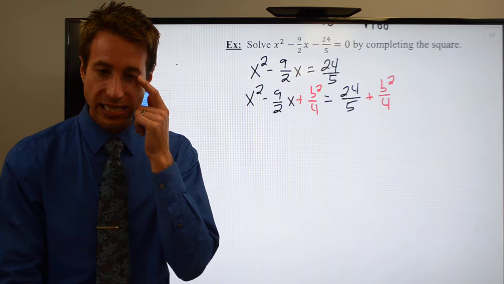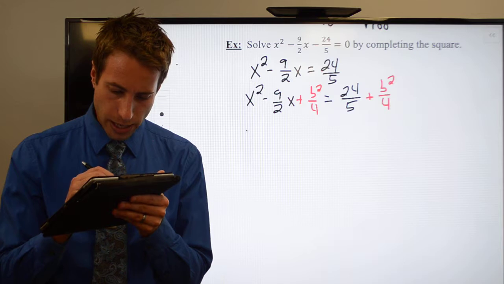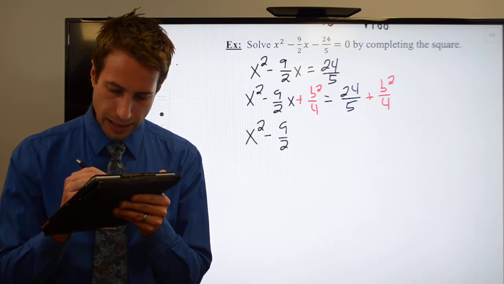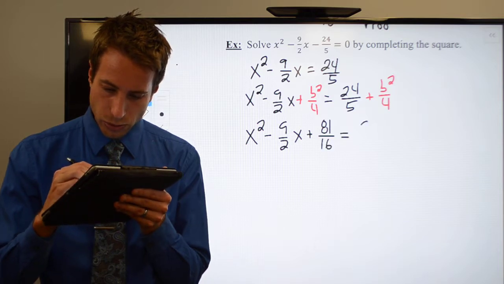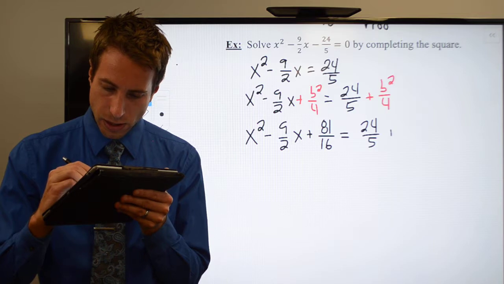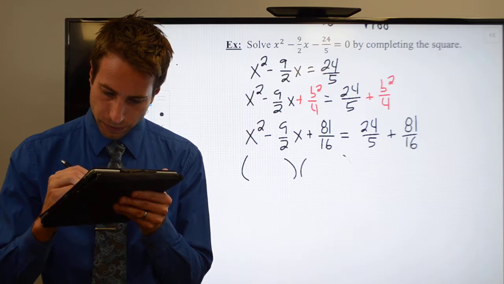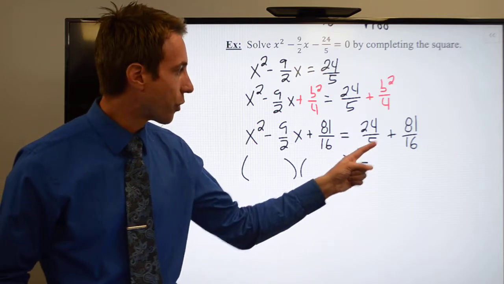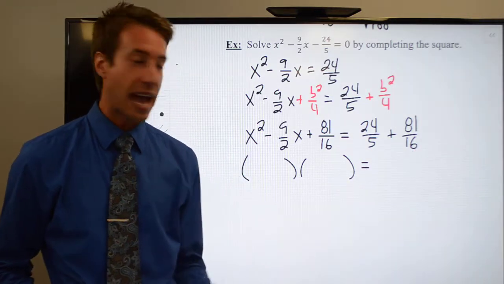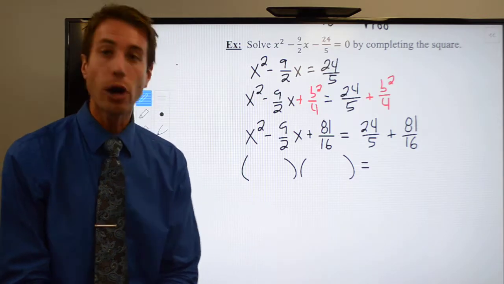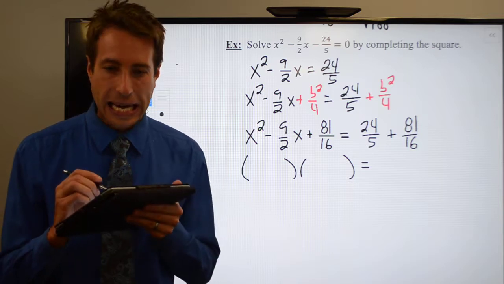So I wind up with 81/16. And 81/16 I don't believe reduces, so you're going to wind up with x squared minus 9/2 x plus 81/16 is equal to 24/5 plus 81/16. In order to add 24/5 plus 81/16, you need a common denominator, which would be the least common multiple of 5 and 16, or you could just use your calculator. And if you just use your calculator, you're going to wind up with 789 over 80.